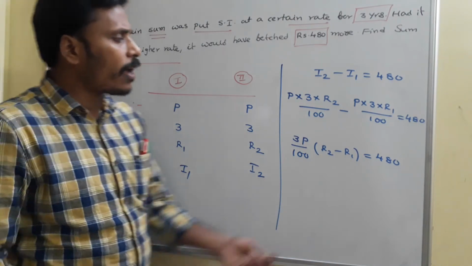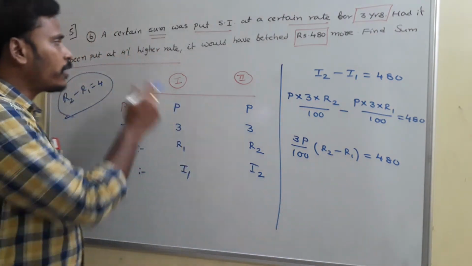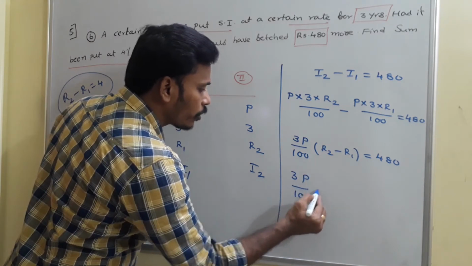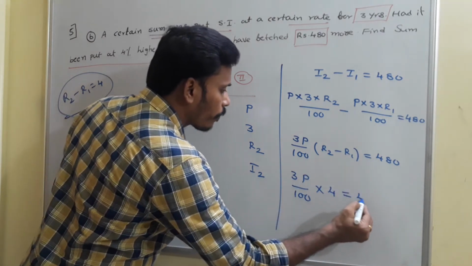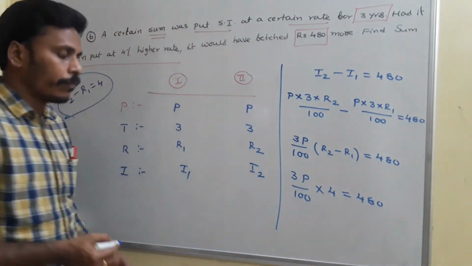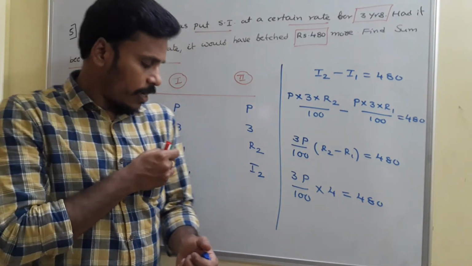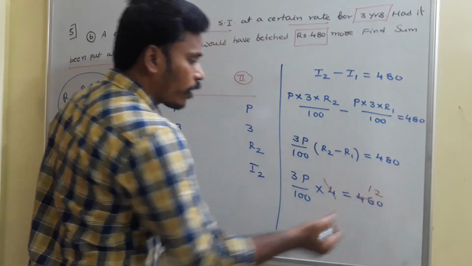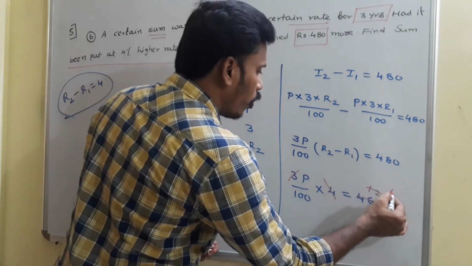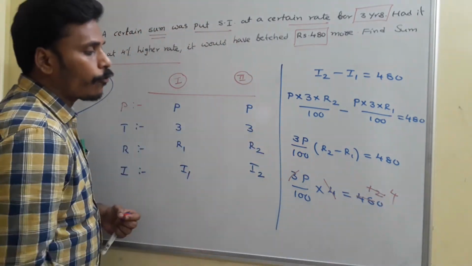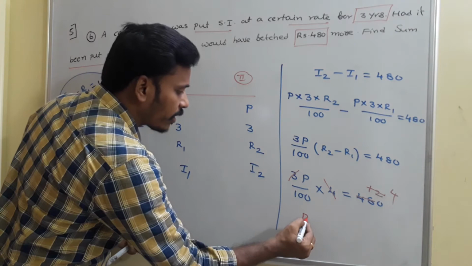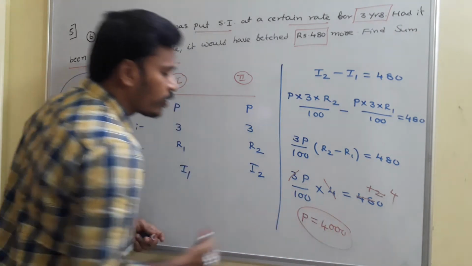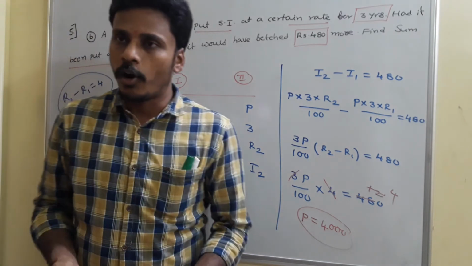Right. Then what do you say about this R2 minus R1? As they mentioned, 4% higher rate. The difference between the rates of interest is 4. So 3P by 100 into 4 is equal to 480. From there we need to calculate. 4 12s are 48, and 3 4s are 12. So on the right side we have 480, this side 100, send that 100 to that side, it becomes 48 into 100, that is 4800 divided by 12, so 4000 rupees is the principal amount at the end of the problem.